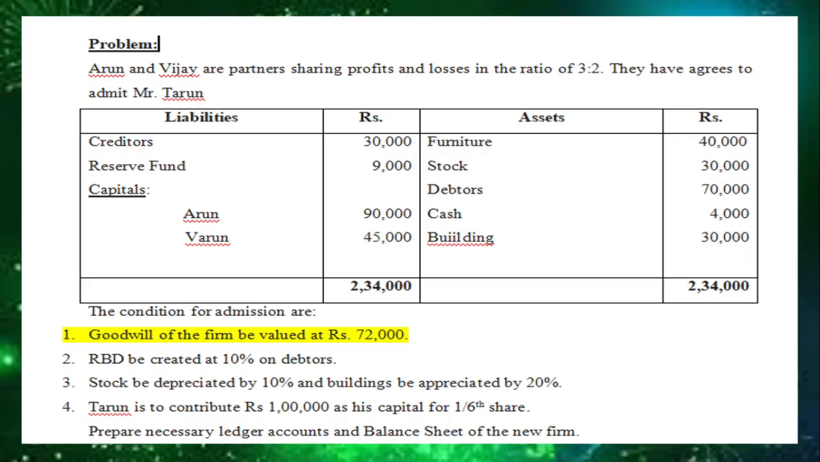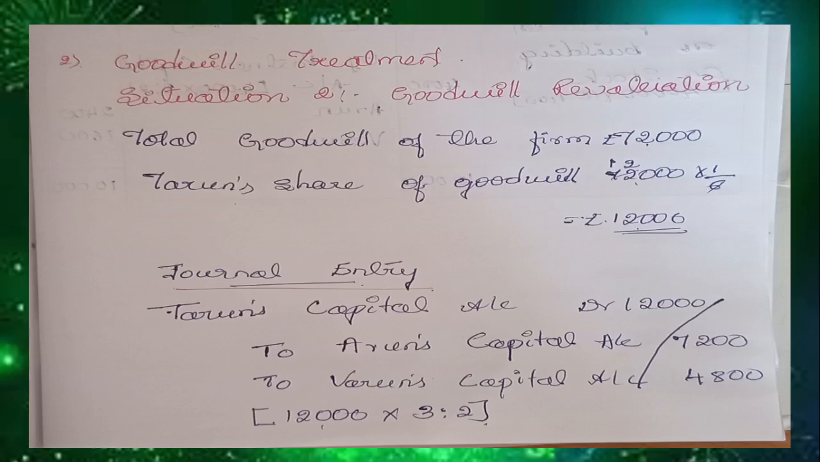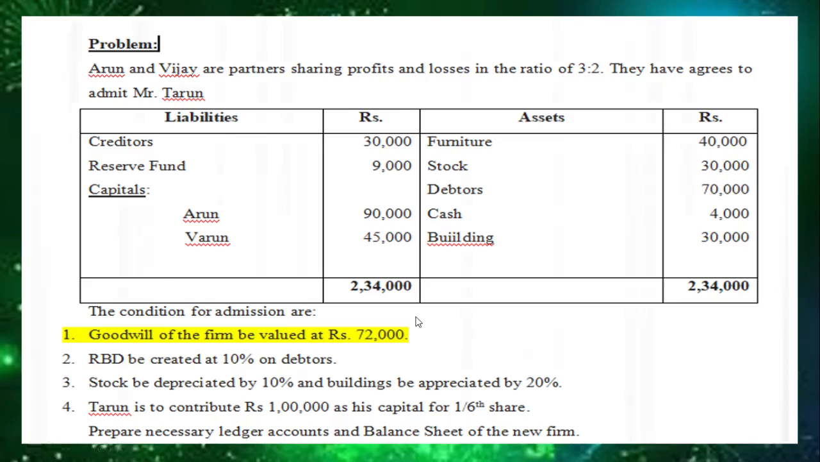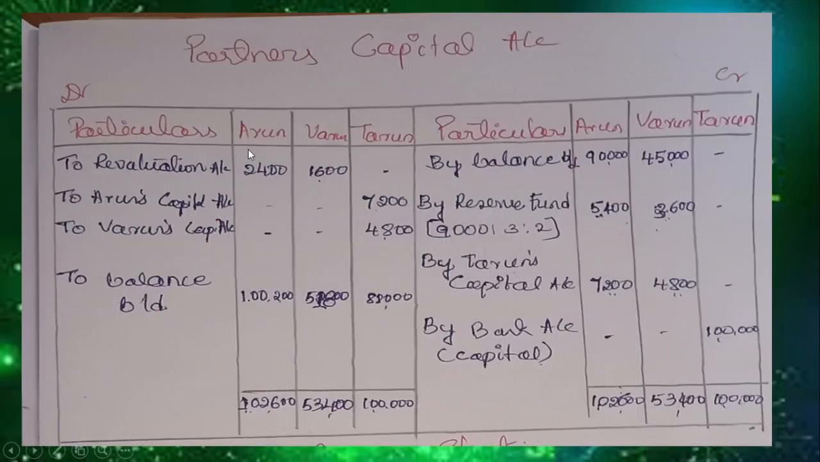So we know that our goodwill adjustment is Tarun's capital account debit. So we have to debit Tarun's capital account. Tarun's capital account should be debited. Tarun's capital column debit side 7,200 and 4,800. The respective adjusting entry is Arun's capital account and Varun's capital account. At the same time, Varun's capital account and Arun's capital account should get credited the same amount, 7,200 and 4,800.